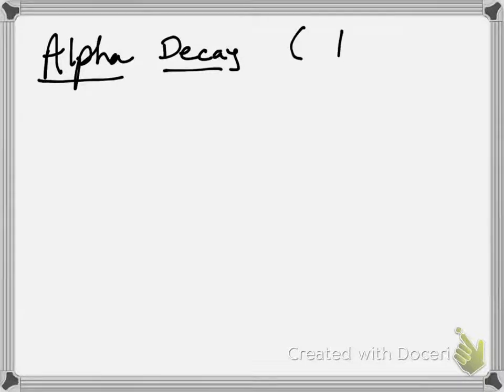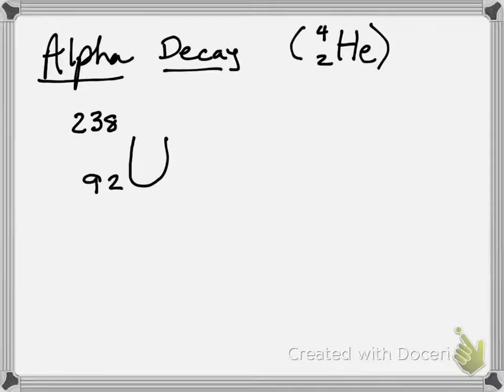If you recall, alpha has a symbol of He 4 2. So if I have an atom like uranium 238 92, this is the mass number, and this is the atomic number. You remember that from term 2. Now, if this nucleus is going to undergo alpha decay, I'm going to put an arrow, and I'm going to show how this nucleus is going to change.